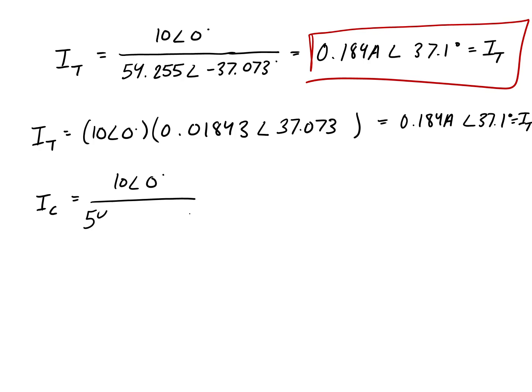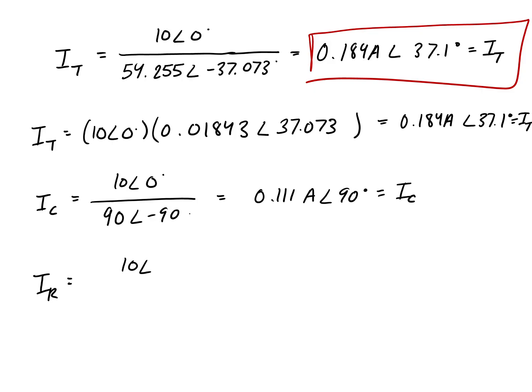So for IC, oops, we want to make sure that we're using the correct value. So here we have 90, negative 90, so the current through that branch is going to be 0.111 amps, positive 90 degrees. And then for the resistor, we have our 68, 0 degrees, or 0.147 amps at 0 degrees for IR.